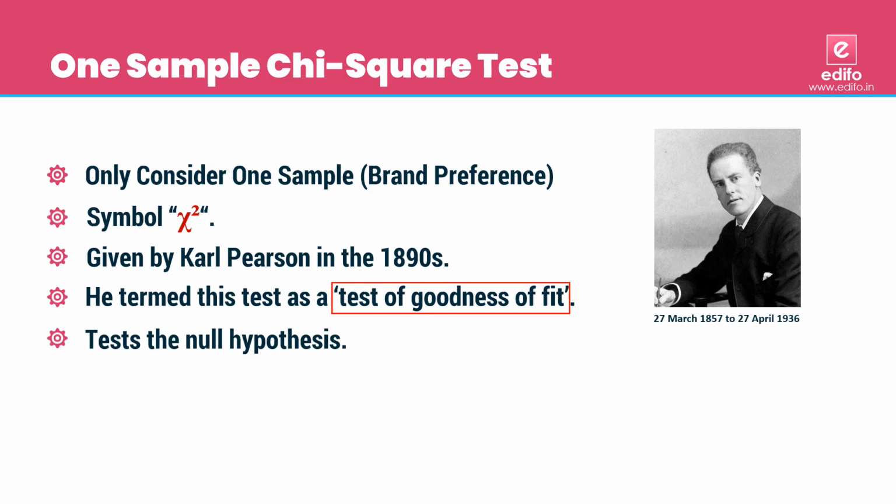The null hypothesis is that there is no significant difference between observed, that is the actual data that we are going to collect through our questionnaires, and the expected frequencies. That means we test whether there is any difference between the data that we collected and what we expected. The difference between observed and expected frequencies.